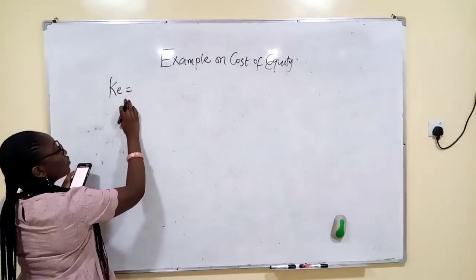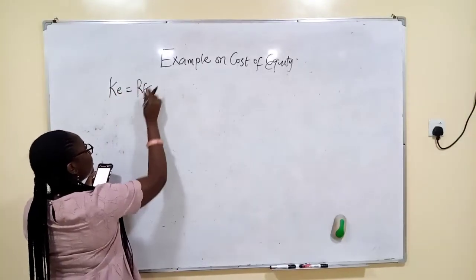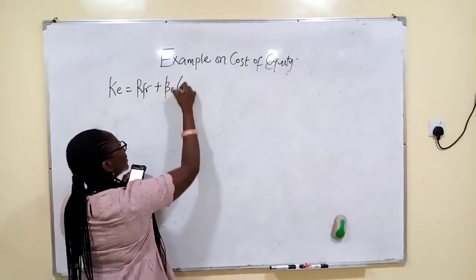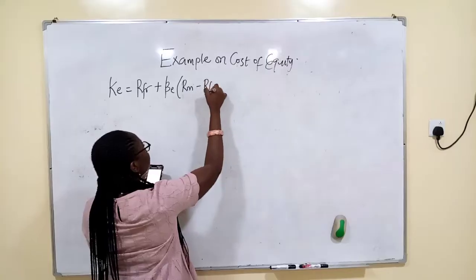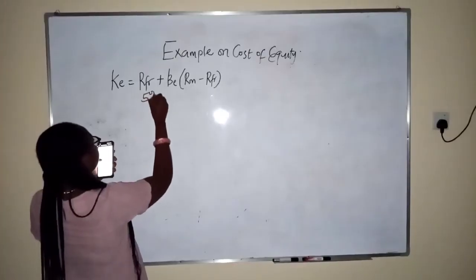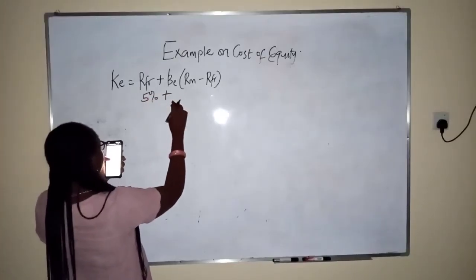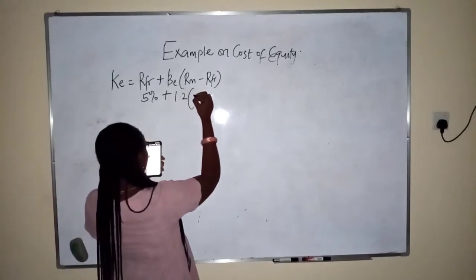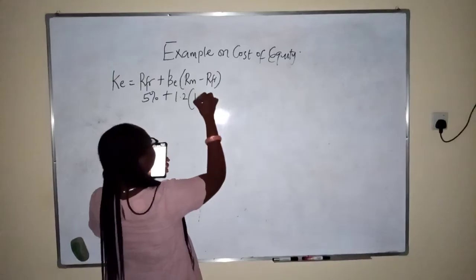For cost of equity, which is equal to risk-free rate plus the risk into market rate minus risk-free rate. The risk-free rate is what? 5%, plus the beta, which is what? 1.2 for Gegeco. Then the market return, as in the current average market return being paid on risky investment.